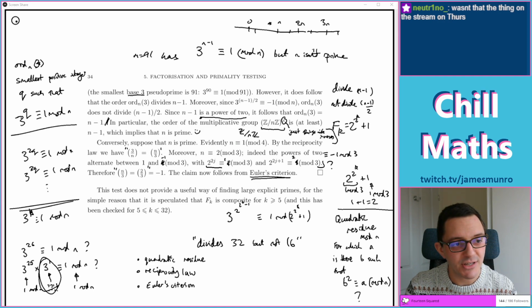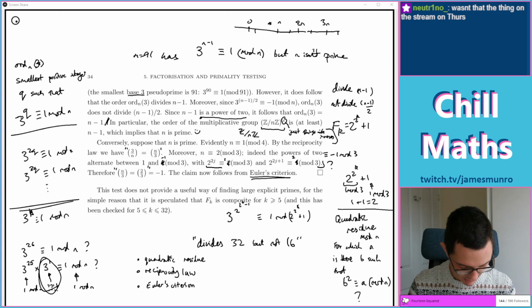So, was that the thing on the stream on Thursday? Yeah, so Thursday was all about Fermat numbers. We talked about these things.